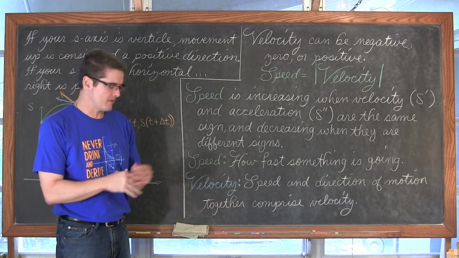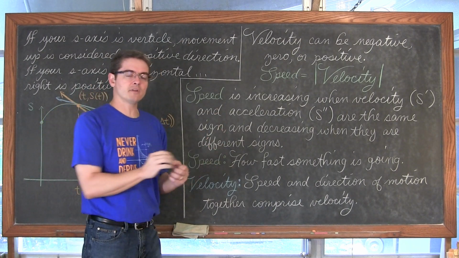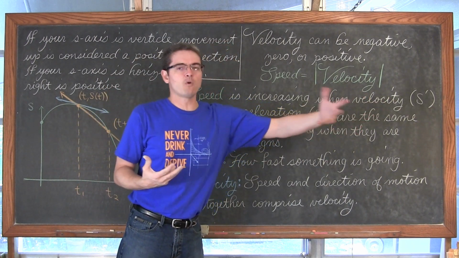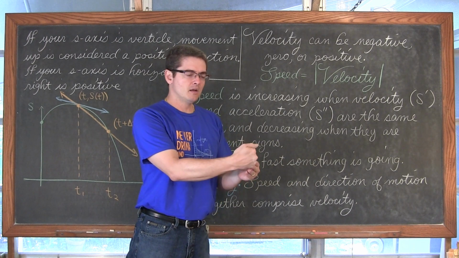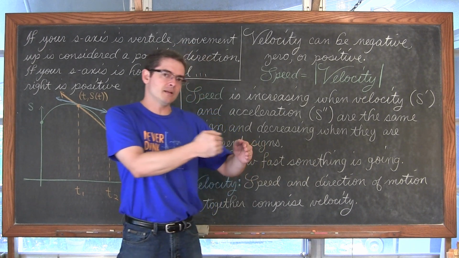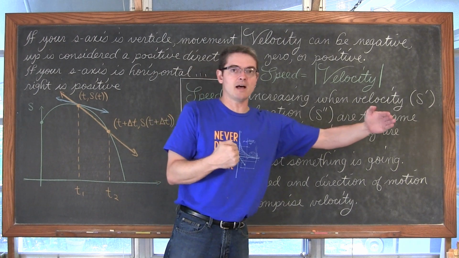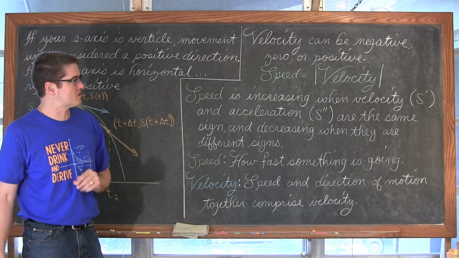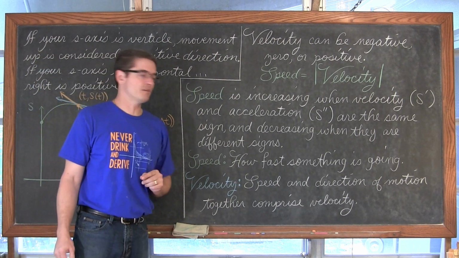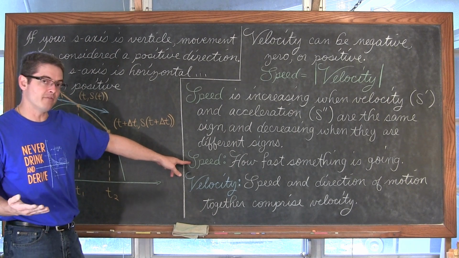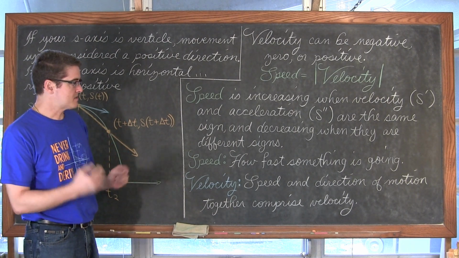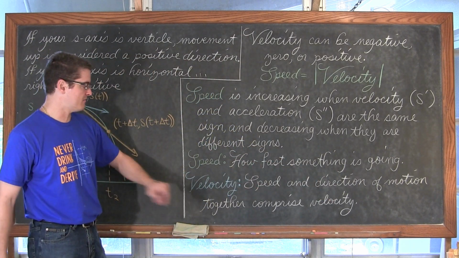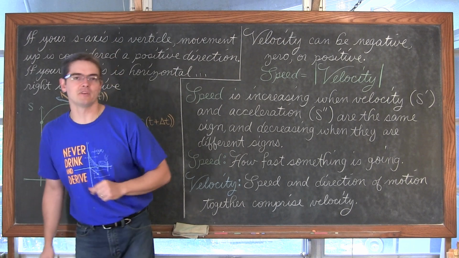Or think about your car. If you are going forward with a positive velocity and you put the gas on to push you even faster forward, your speed is going to increase. If you hit the brake, which is really a negative acceleration fighting that positive velocity, you're going to slow down. So again, speed is increasing when velocity and acceleration are the same sign, and decreasing when they're different. Speed is just simply how fast something is going, and velocity is the speed with that sign change, either positive or negative, incorporating the direction of motion together to comprise your velocity.